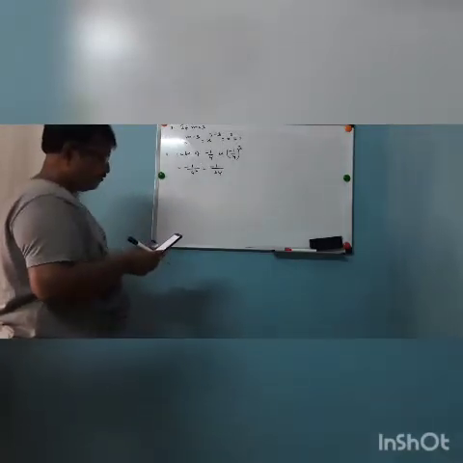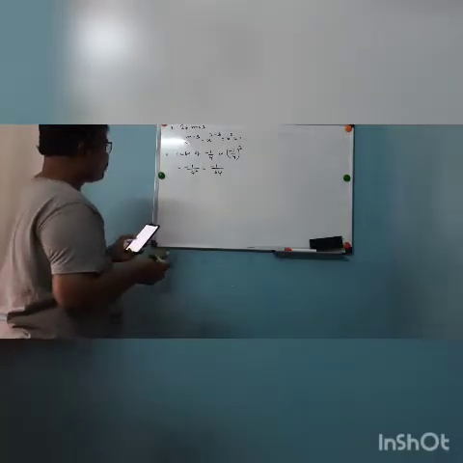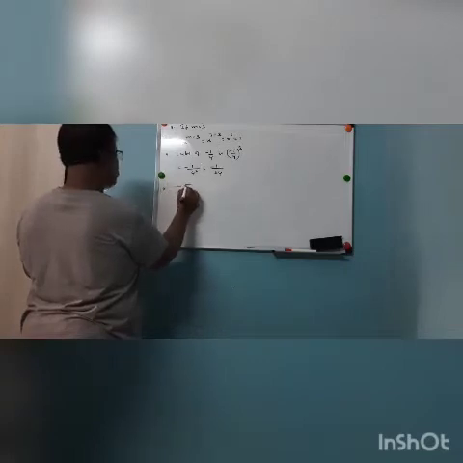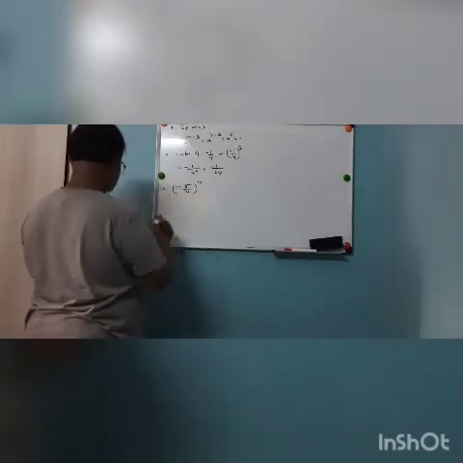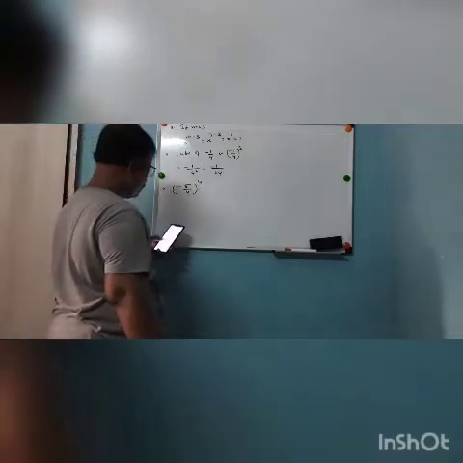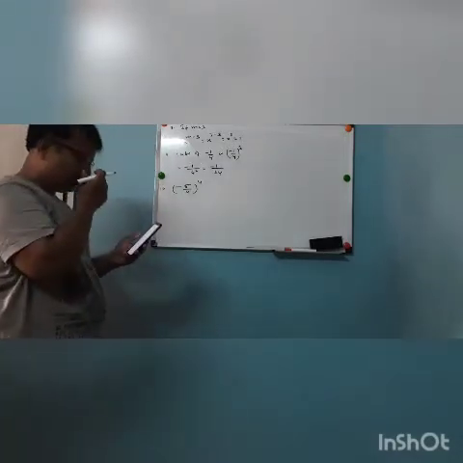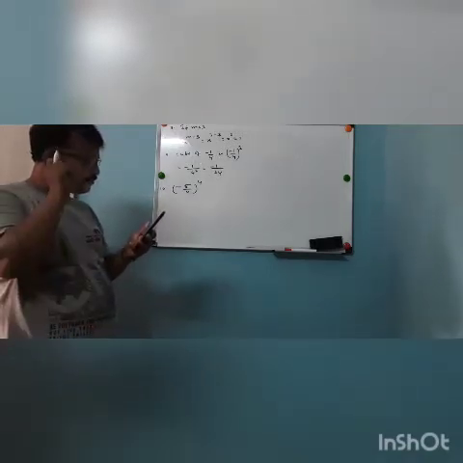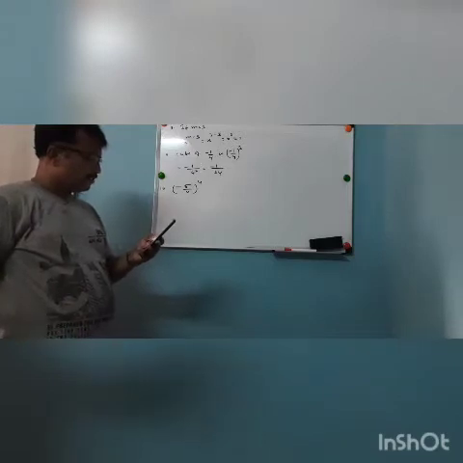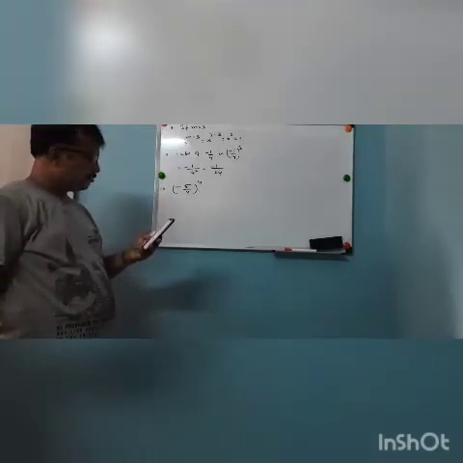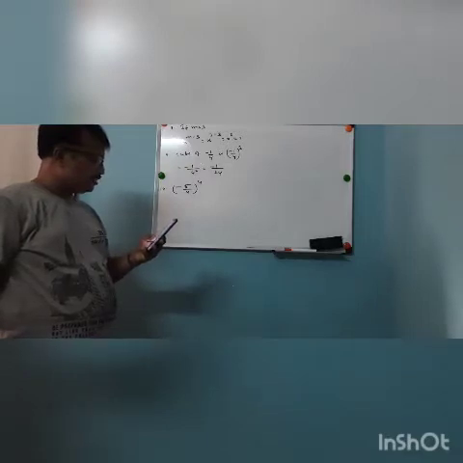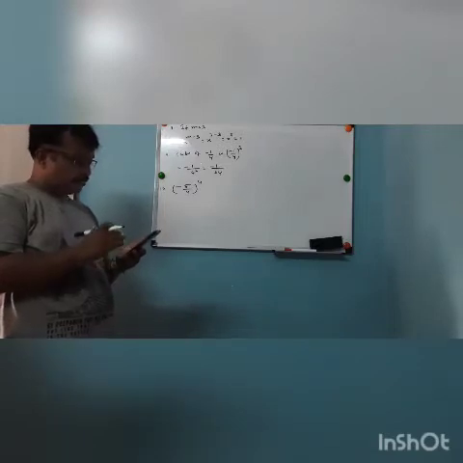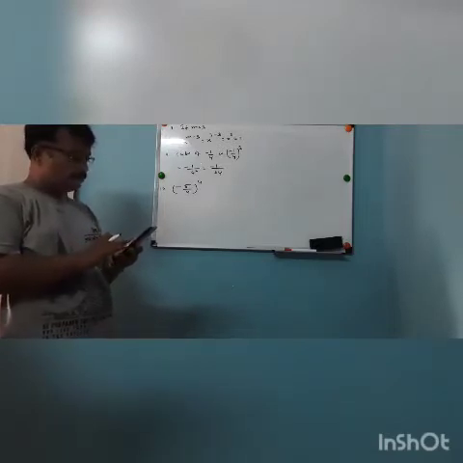Next, which of the following is not equal to minus 5 by 4 whole power 4? So the first one is minus 5 whole power 4 by 4 power 4. Next, 5 power 4 by 4 power 4. Next, minus 5 power 4 by 4 power 4. Option 3 is minus 5 by 4 into minus. Option 4 and option 2.